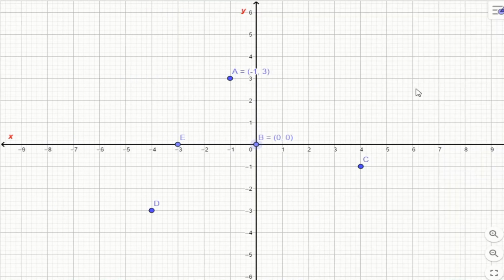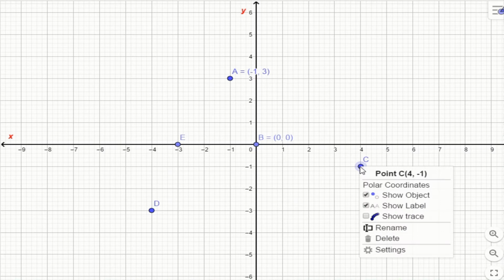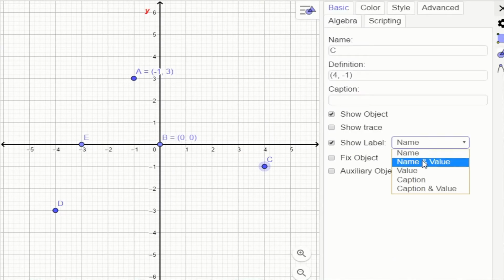For our next point, we have point C. So, mula ulit sa point, papunta sa x-axis, move vertically. It stopped at +4. And then, mula dun sa point, horizontally, papunta sa y-axis, and it stopped at -1. So, coordinates ng point C are 4, -1. Ganun lang kasimple to.